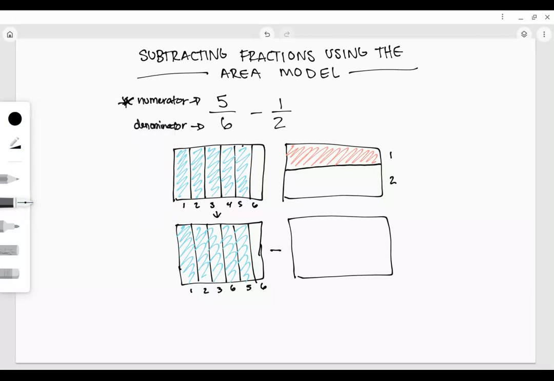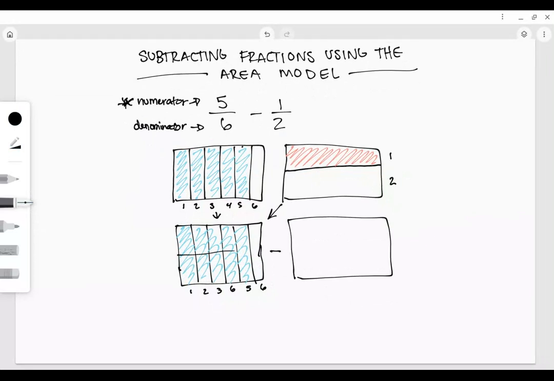And now we're going to take this 1/2 and we're going to also include it into this fraction, which means we have to divide this into 2 equal parts. So now if we look at this, we have 1, 2, 3, 4, 5, 6, 7, 8, 9, 10, 11, 12 pieces. So we no longer have 6, we have 12 pieces.